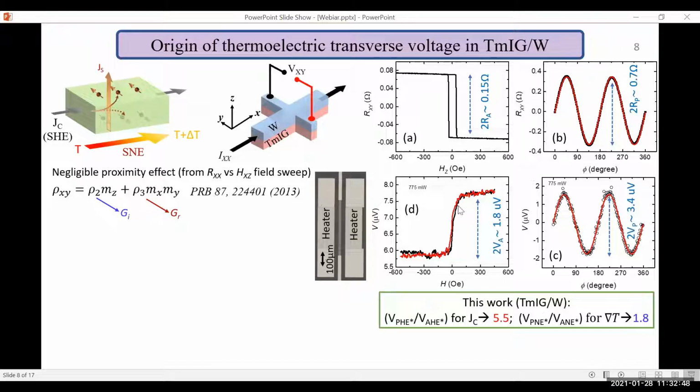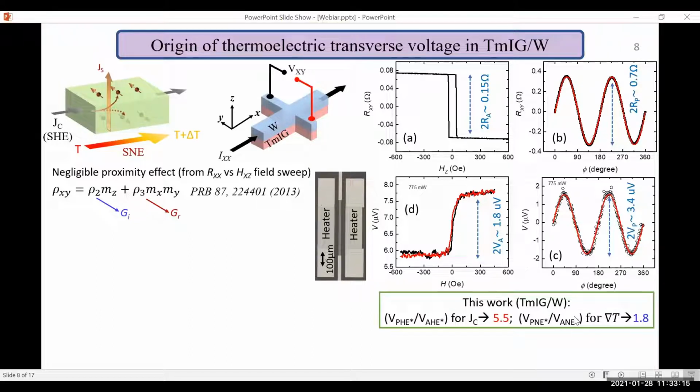Now, the question is that if the mechanism is spin current, then this should have been the same, because it will depend on the interface and on how much spin current is generated. How much spin current is generated is determined by the spin Hall effect or spin Nernst effect, and if the interface does not change, they have to be the same.